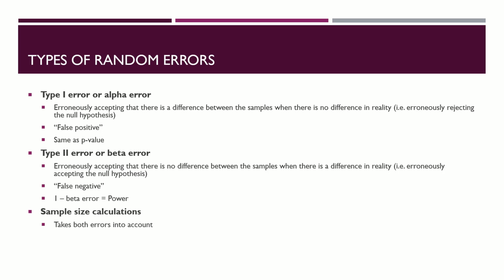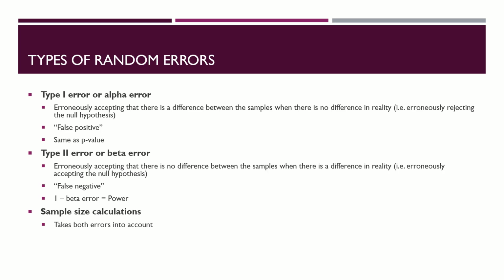And the type 1 alpha error is also called false positive, and it is the same as p-value. So you would find a lot of studies, almost all studies will say, oh, the p-value was less than 0.05. What does that mean? It means there is less than 5% chance that the difference that we have shown between the two samples is actually due to random errors. That's what they are saying.